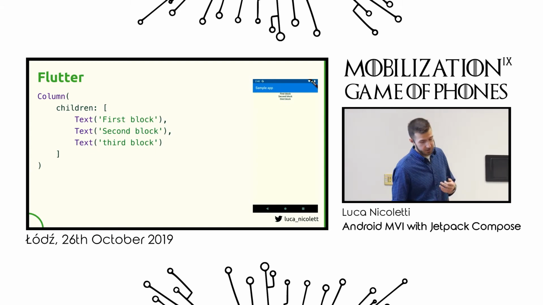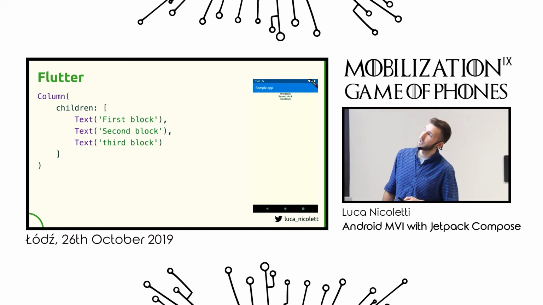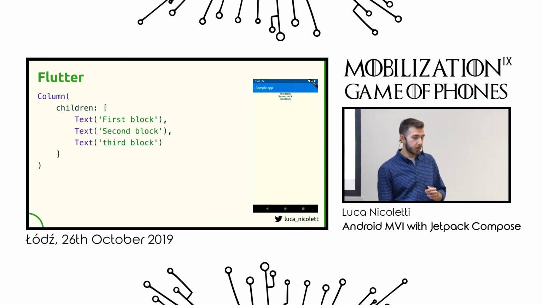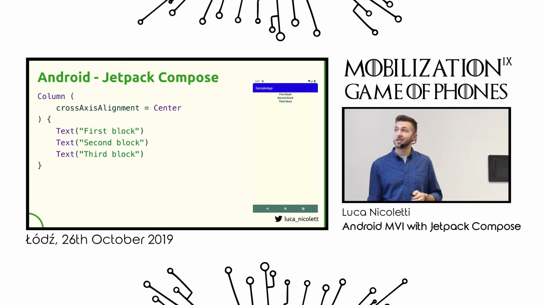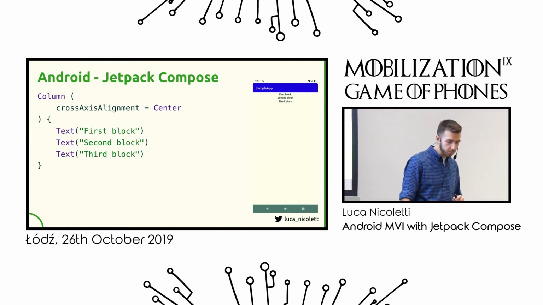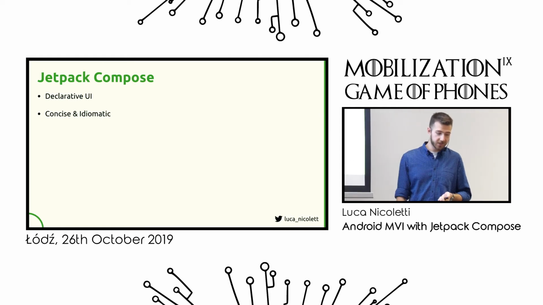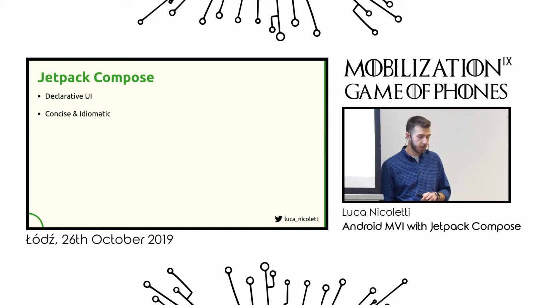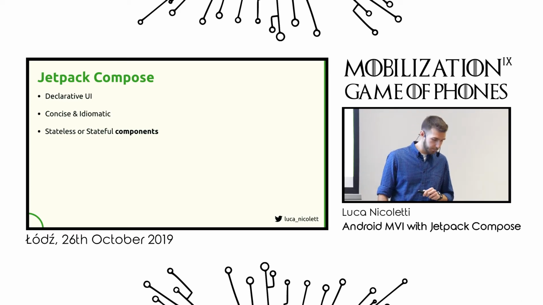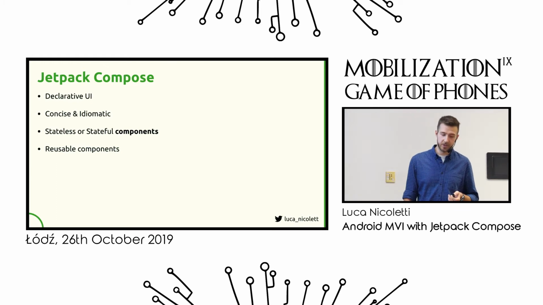Flutter, instead, uses a declarative way to design interfaces. You just say, I want a column with 3 children, which are text, and this is the result. Pretty easy. Compose allows us to do the same. You just say, I want a column with 3 children, which are text, and that's the result. So Jetpack Compose is based on components, and it's concise and idiomatic, thanks to the Kotlin language. Those components are meant to be stateless or stateful. And also, you should reuse them as much as you can.